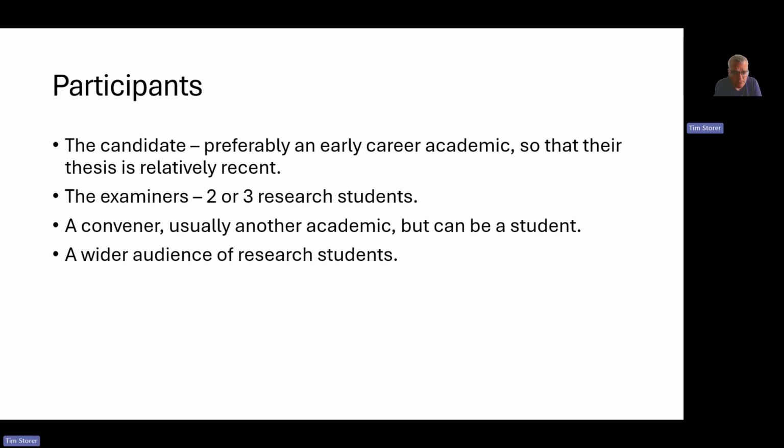Normally, the tone and conduct of the Viva is very positive, but a convener acts potentially as a safeguard against a student receiving unfair questions. And finally, there'll be, in a reverse Viva, unlike in a normal UK Viva, an audience of mostly silent research students watching the process unfold.